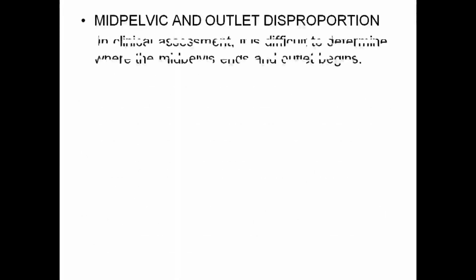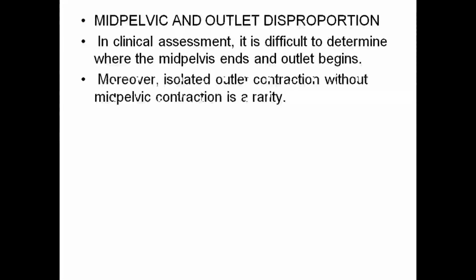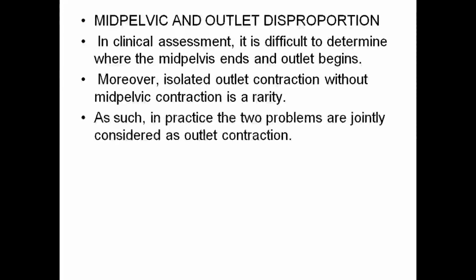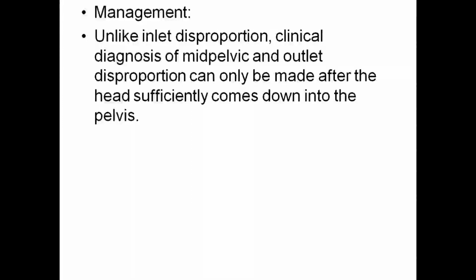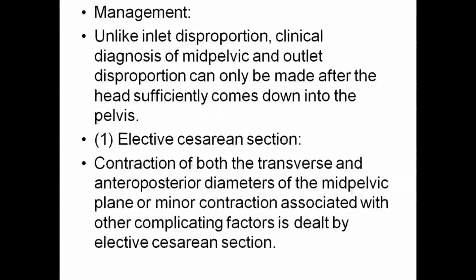Mid-pelvic and outlet contractions. In clinical assessment, it is difficult to determine where the mid-pelvis ends and the outlet begins. Moreover, isolated outlet contraction without mid-pelvic contraction is a rarity. As such, in practice, the two problems are jointly considered as outlet contraction, that is, cephalopelvic disproportion, and the outlet contraction is defined as where the biparietal-suboccipitobregmatic plane fails to pass through the bispinous and anteroposterior planes of the outlet. Management: unlike inlet disproportion, clinical diagnosis of mid-pelvic and outlet disproportion can only be made after the head sufficiently comes down to the pelvis.